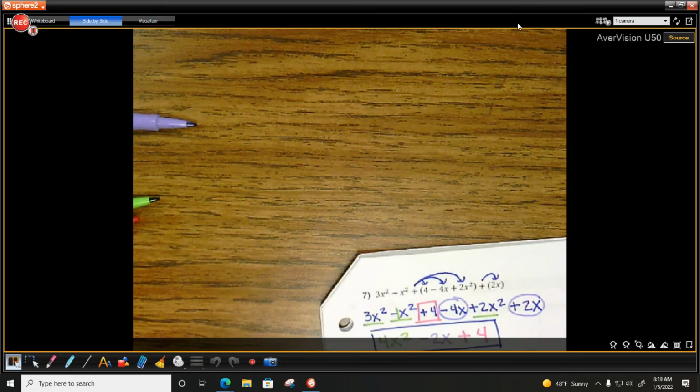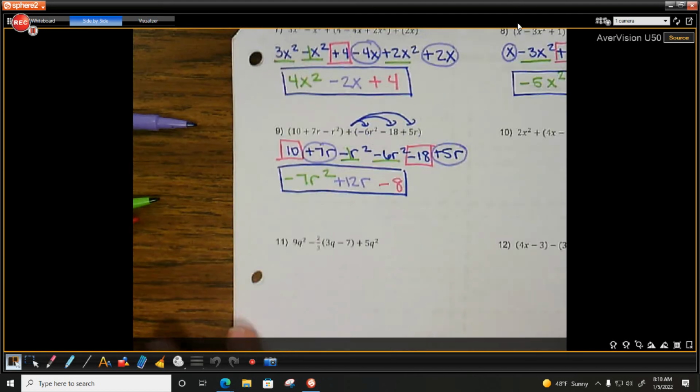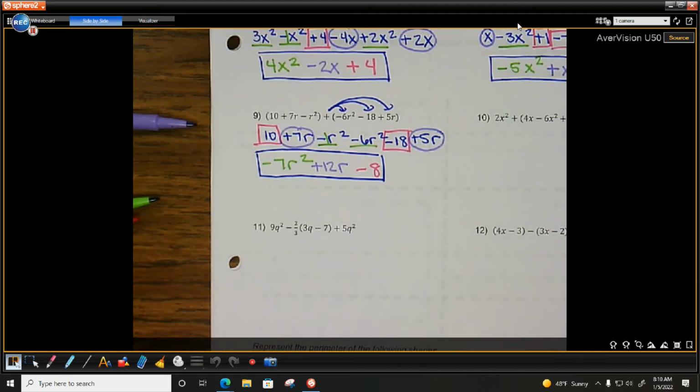Okay, let's see how we did. I got negative 7r squared plus 12r minus 8. How'd we do? Good. Do we have any questions? If we got it wrong, do we see a mistake? What was our mistake? No questions? Okay. Are we good skipping the next one? I think we are. No? Well, we still have more practice. We're not done. Definitely not done.